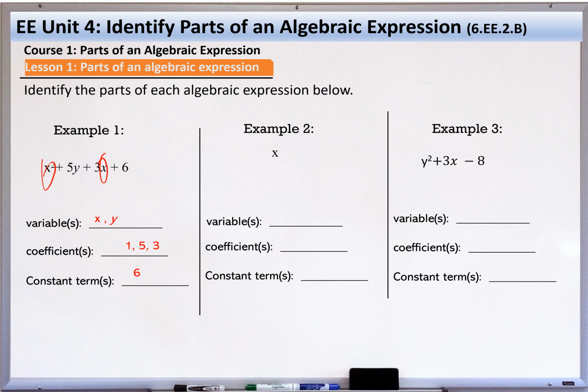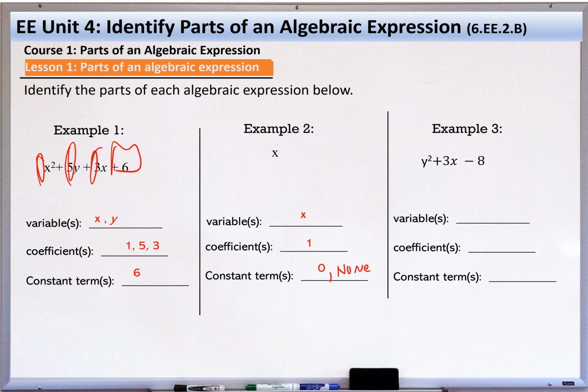What are our coefficients? Please, please, please don't forget that if there's no number here, it's implied to be 1, because it's 1x squared, to the power of 2. Our coefficients are 1, 5, and 3. And our constant is 6. The next one, we have x all by itself. There is a coefficient, it's 1, but there's no constant term. So it's fine if you say none, or if you say 0, we'll accept that.